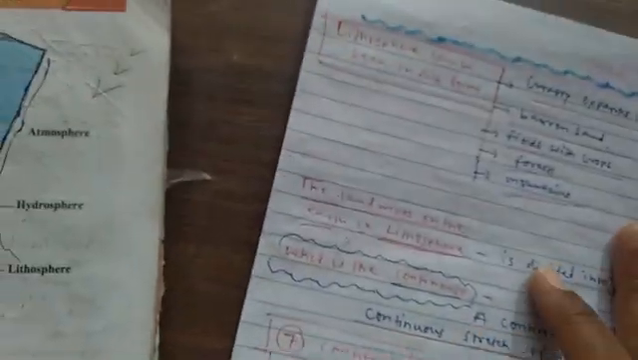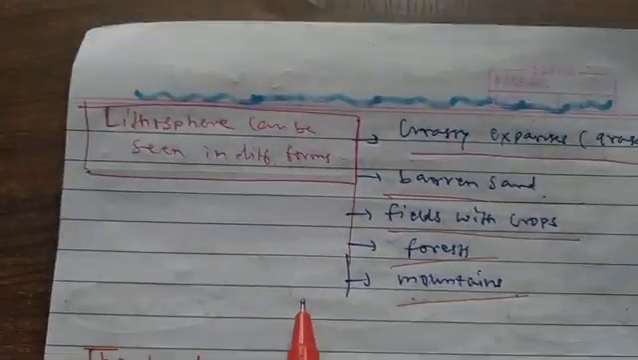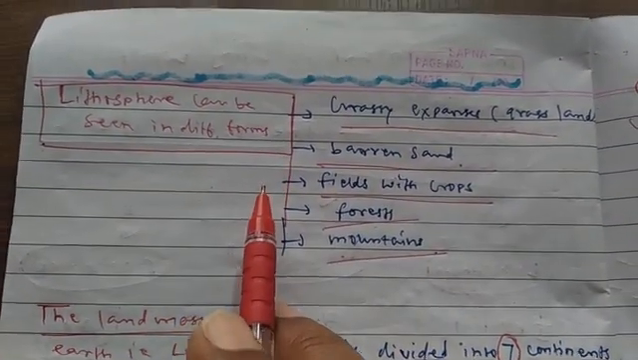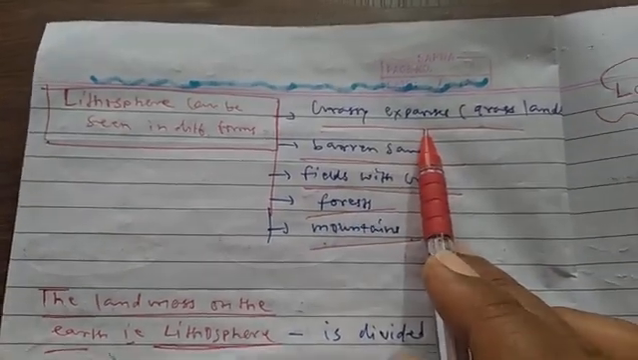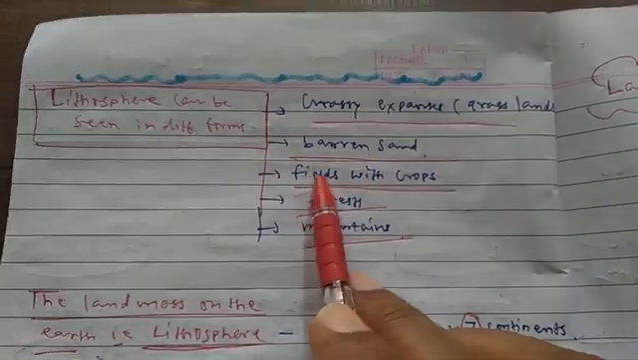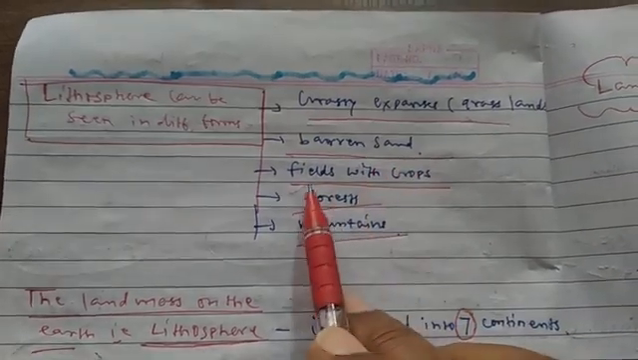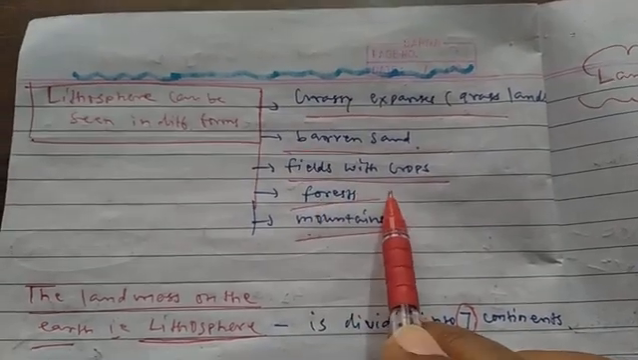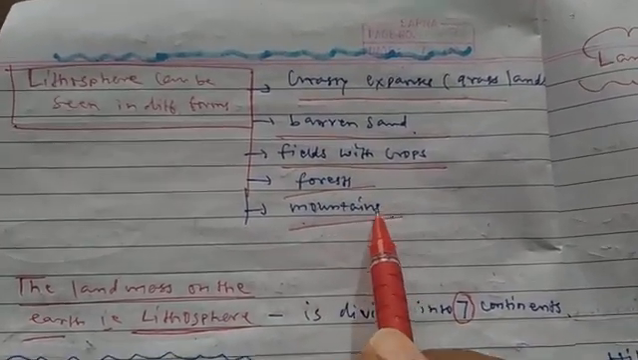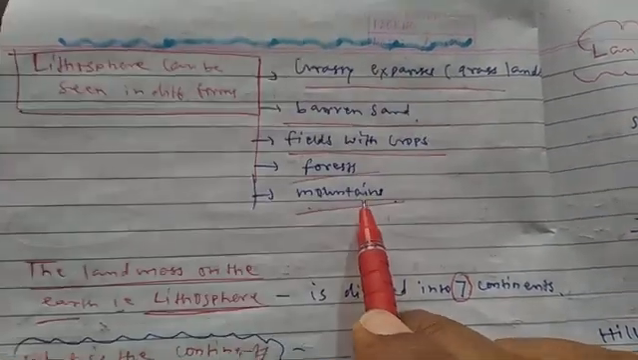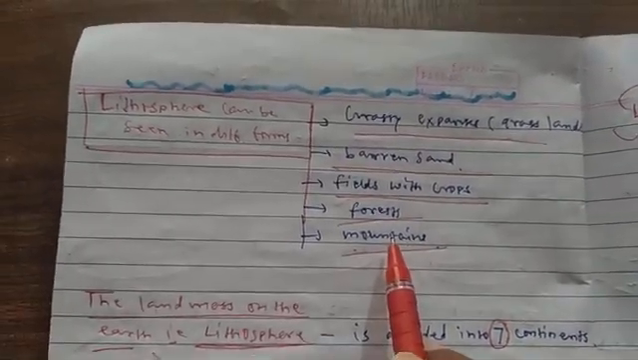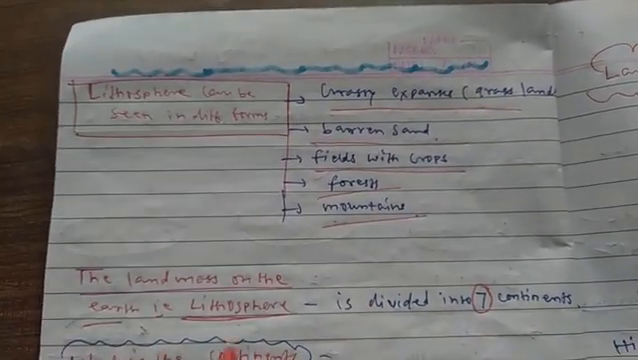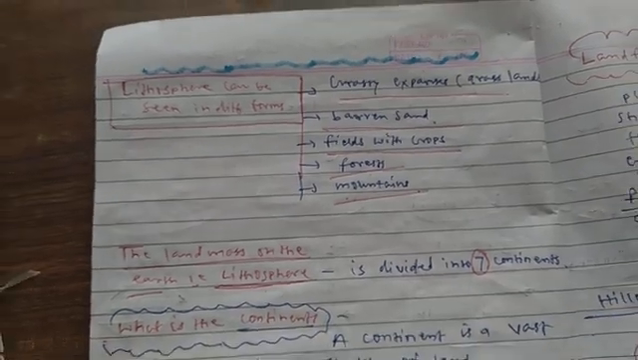Now we see next. The lithosphere can be seen in different forms on the earth. Some land we see as grassy expanses, that is, grasslands. Some land is barren sand. Some land is occupied by fields with crops. Some land is occupied by forests, and some land is in the form of mountains. These are the different forms of the landmass of the earth, the lithosphere. We will see this in the textbook also.